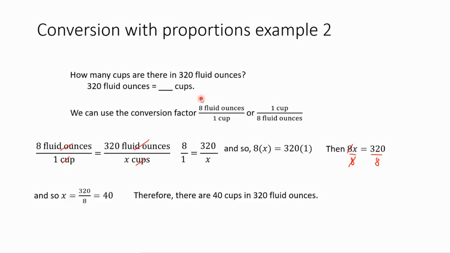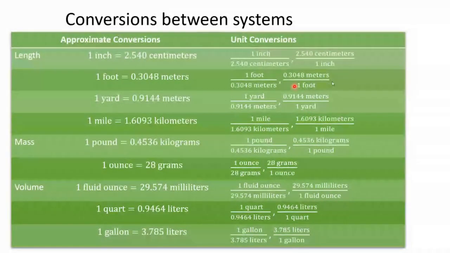So again, we could have done this using the factor label method. I just decided to use proportions. Now also, remember how last time I said you can convert between the metric system and the imperial system? These are actually how you do it. You have these definitions, and of course you can get the unit conversions for length, mass, and volume.